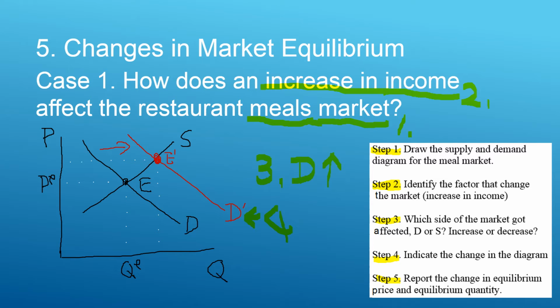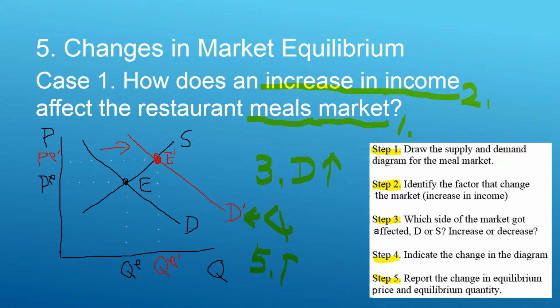Step number 5, report the change in equilibrium price and equilibrium quantity. So you can see that this time in the new equilibrium, the price goes up to here. So this is the new equilibrium price, and the new equilibrium quantity goes to here. So how do you report it? You report it as point number 5.